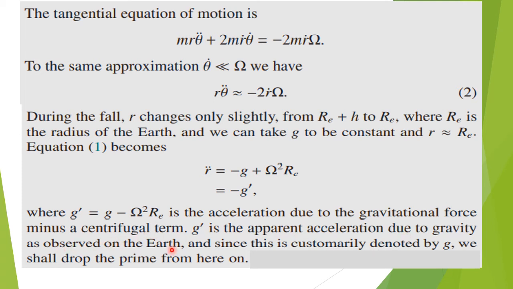So g has been changing during the rotation of Earth. There is a change in the value of g during rotation by this much amount. There is a decrease in g, right? So we drop the prime for simplicity. In the later sections we will be taking g alone, not g'.